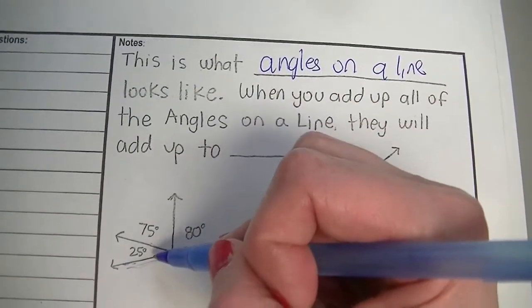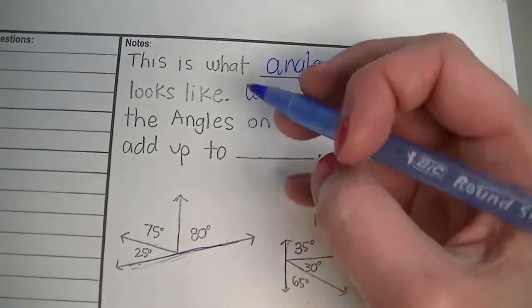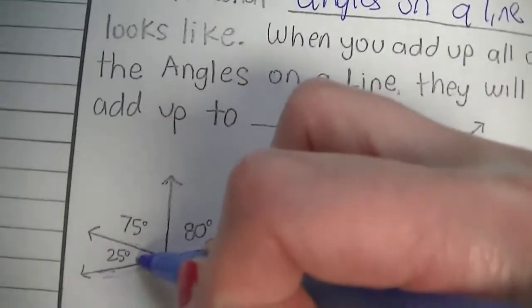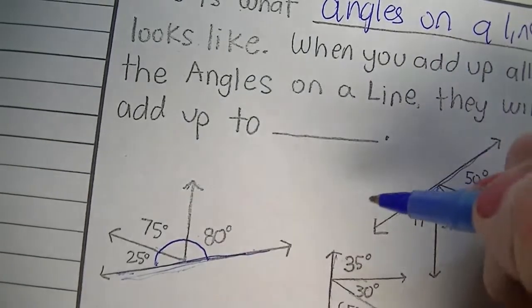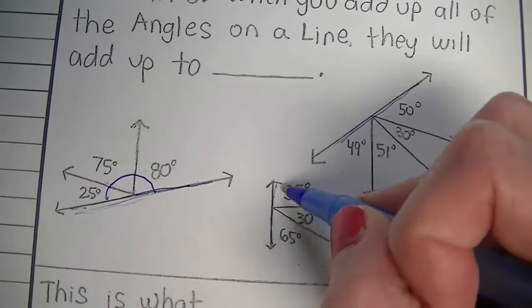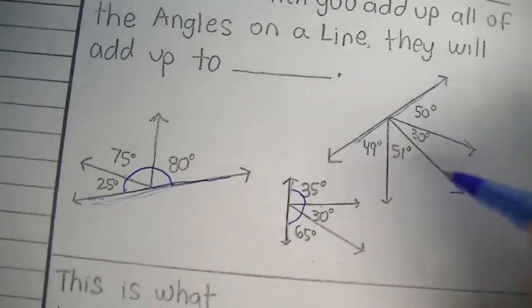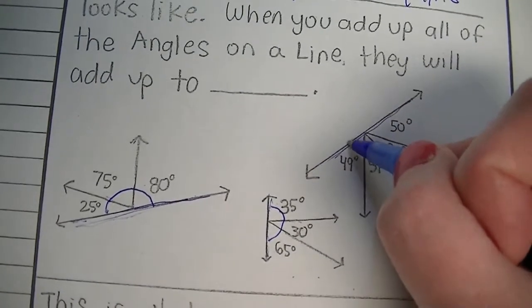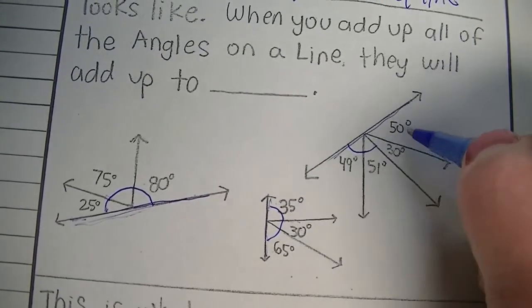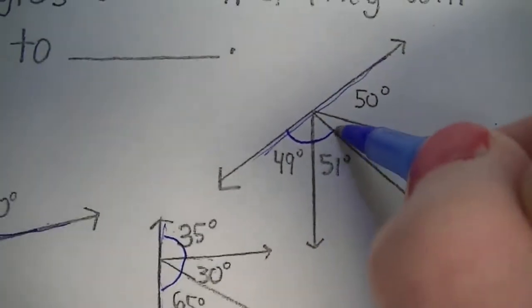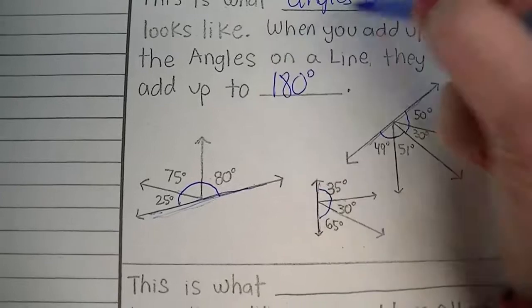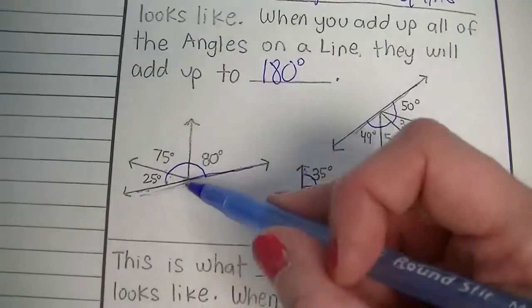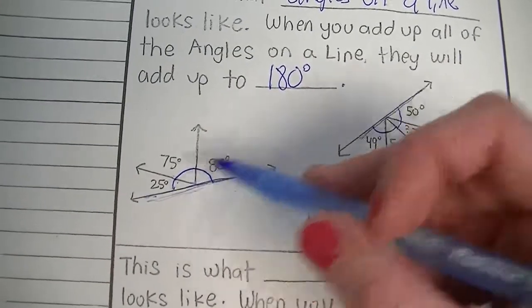And when you add up all the angles on a line, they're going to add up to, we'll go ahead and check. What does 25 plus 75 plus 80 equal? What does 35 plus 30 plus 65 equal? What does 49 plus 51 plus 30 plus 50 equal? 180 degrees.